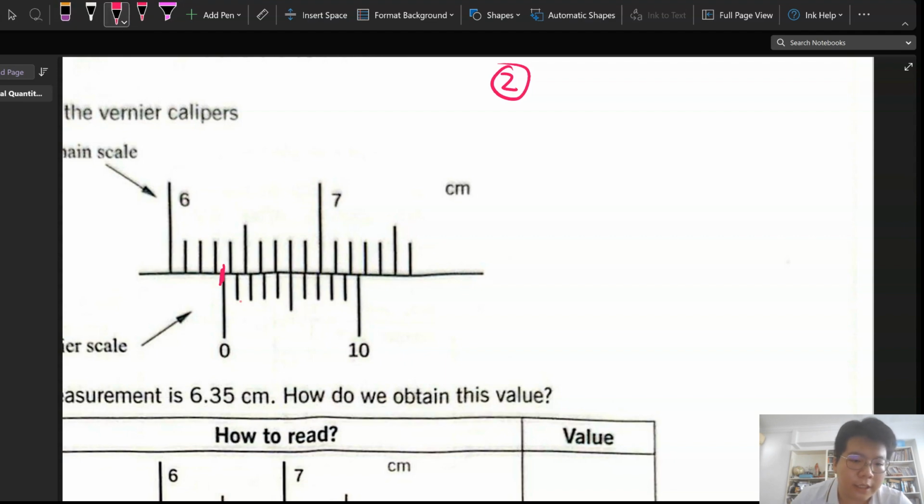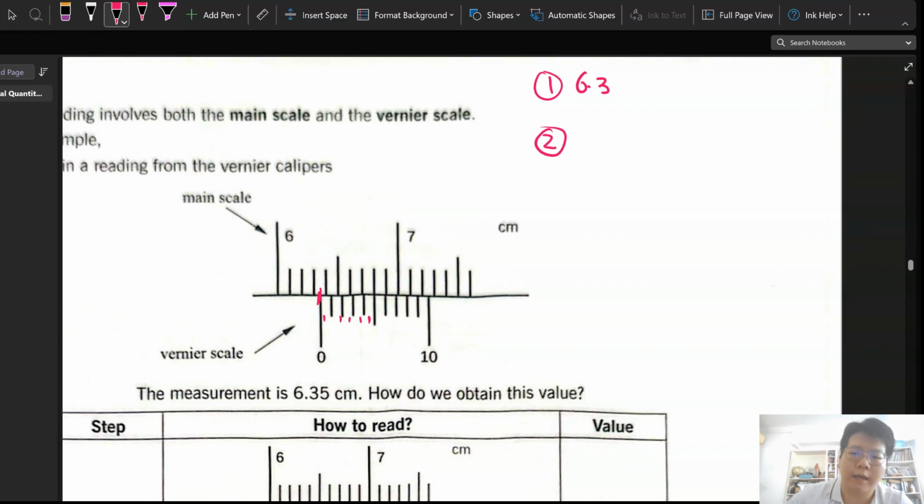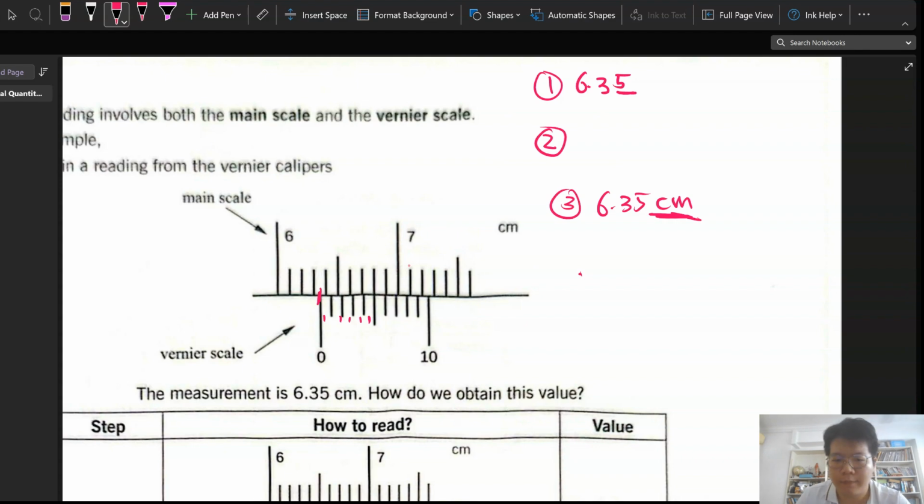And this over here is actually 5 points away from the zero mark of the vernier scale. So what this means is that the number over here at your second decimal place will actually be 5. So your final answer, which is your third step, just write down 6.35. Always remember to include cm. Your vernier scale is basically used to read the second decimal place.